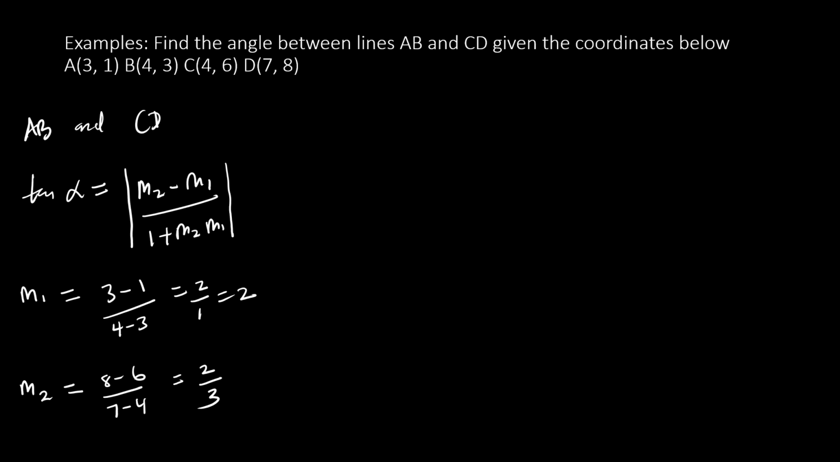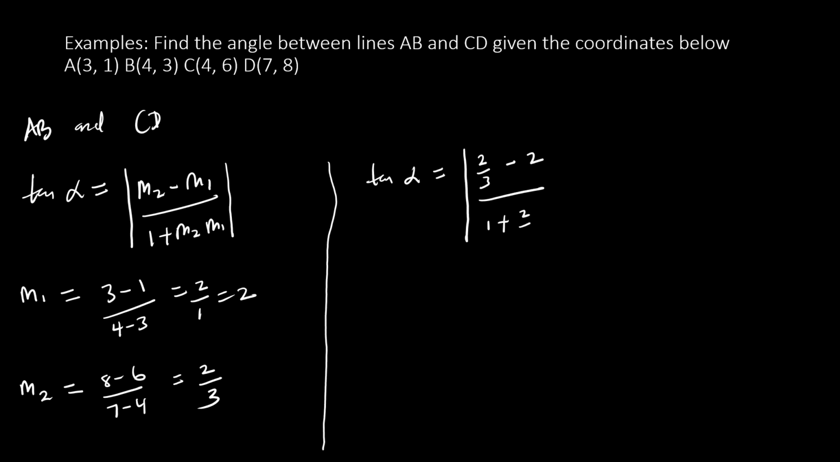Now going back to the question, we're going to have tan alpha equal to the absolute value of m2, 2 over 3, minus m1, which is 2, over 1 plus 2 over 3 times 2. Here we're going to have tan alpha equal to 1. So alpha equals the tan inverse of 1, and alpha equals 45. So the angle between these two lines AB and CD equals 45 degrees.